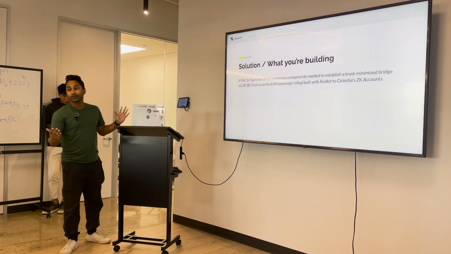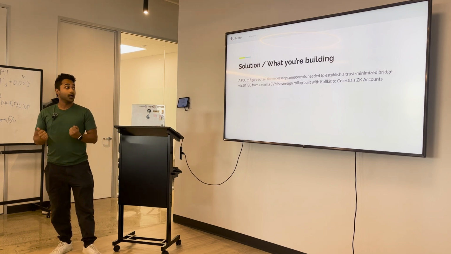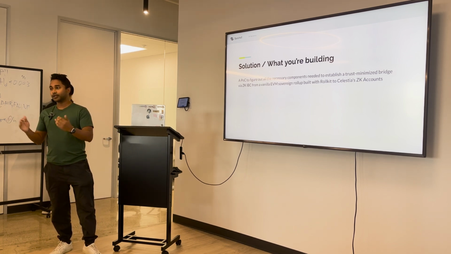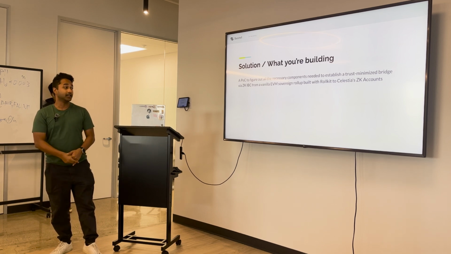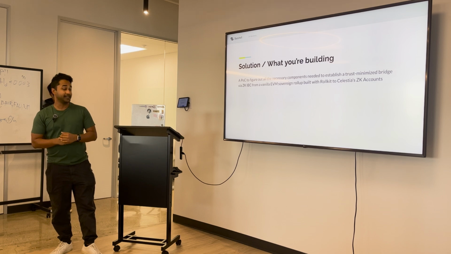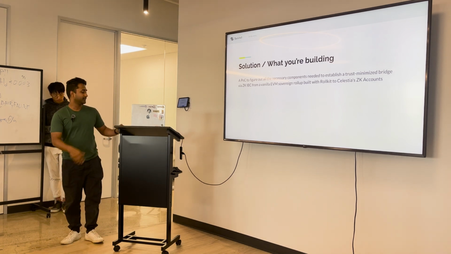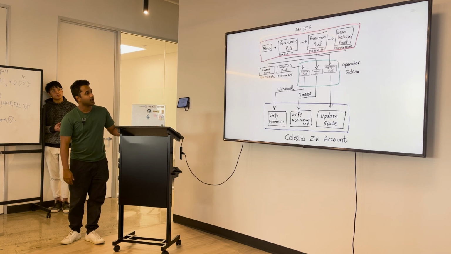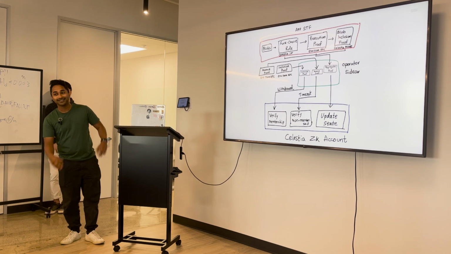So the solution: you just want to come up with a POC to figure out all the necessary components you need to establish a trust minimized bridge. So what is the end-to-end workflow to go from a vanilla type 1 ZK EVM, and figure out what pieces are needed to form this trust minimized bridge? That was the goal. That's the solution we have. And I just drew this last night, where all the components are.